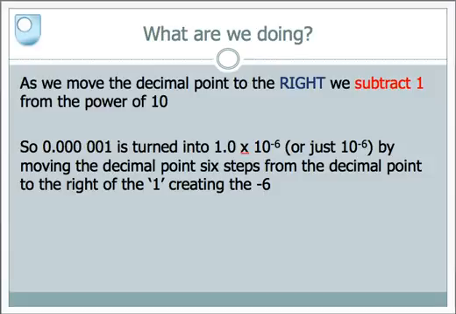So if I have my micrometre again, 0.000001, we can turn this into 1.0 times 10 to the minus 6 by moving the decimal point 1, 2, 3, 4, 5, 6 places to the right. So we end up with just simply 10 to the minus 6.